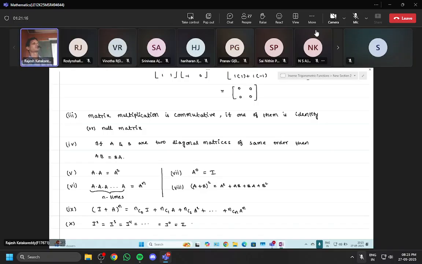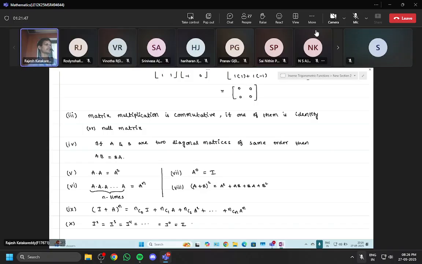Second, if A and B are two lower triangular matrices, then what is AB? What is BA? Check whether they are commutative or not. Am I clear? Similarly, you have seen it for lower triangular, no? You can do it for upper triangular as well.